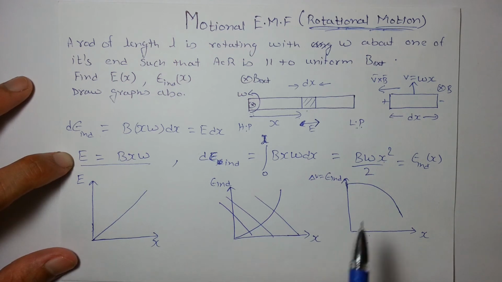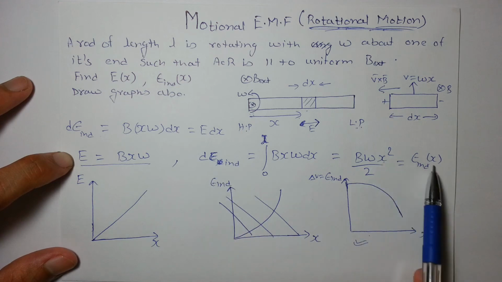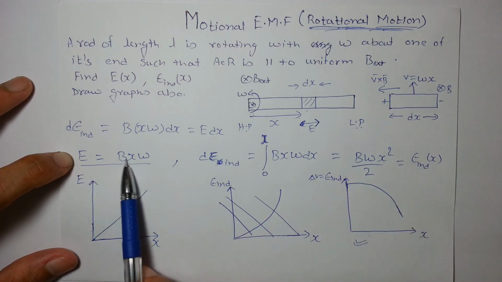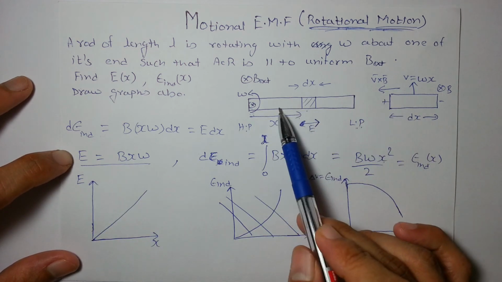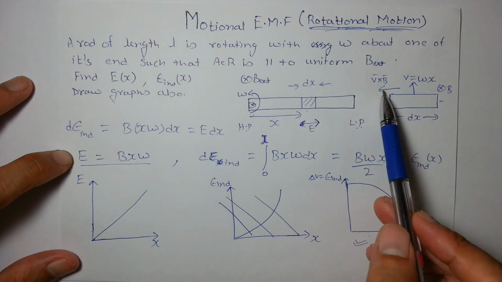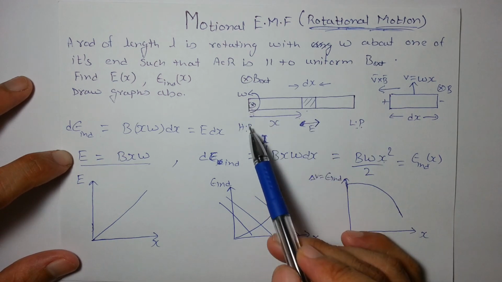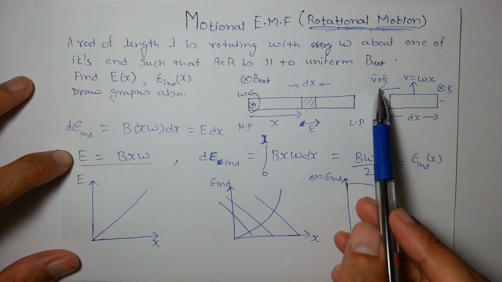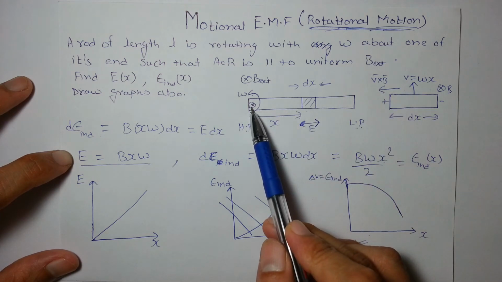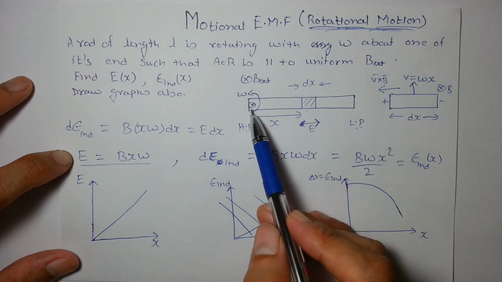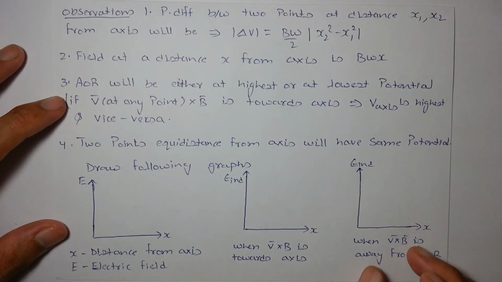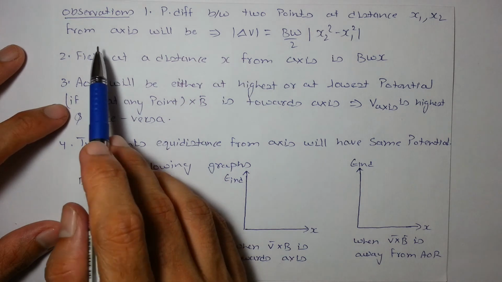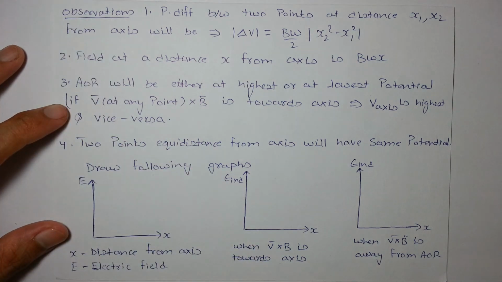The point to be remembered is that EMF induced versus x is a parabolic function, and electric field versus x is a linear function. V cross B is the direction of highest potential. If it is towards the axis, then the axis will be at highest potential, and if it is away from the axis, the axis will be at lowest potential. Always try to find out the potential of the axis. Either it will be maximum or minimum. These are very, very important points.